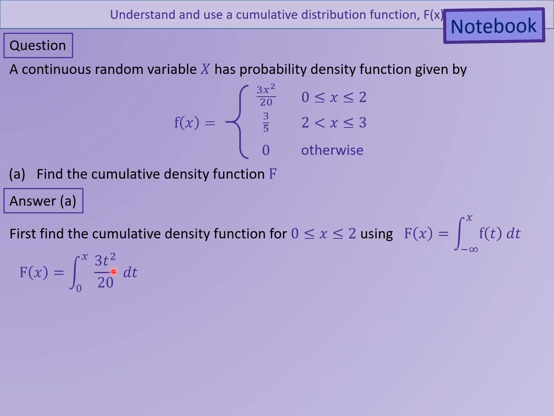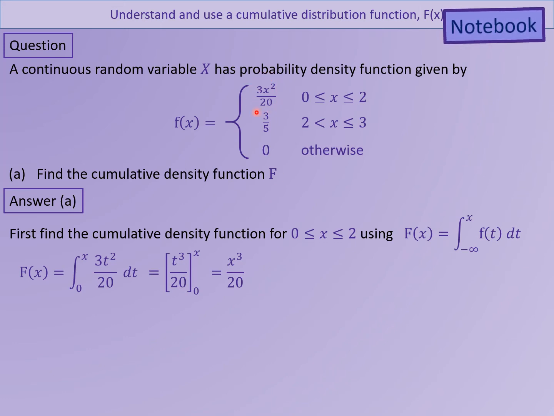Okay, so you could do the integration yourself. 3t squared over 20 dt, so that's just going to be increase the power to 3, put it underneath, 3's cancel out, so well done, t cubed over 20. You can put your x value in, take away your 0, so that's going to be x cubed over 20, take away 0 cubed over 20, which leaves us this value here as the start of our cumulative density function. And notice that if you differentiate that, you'll get back to this first point, just there. Okay, right, so the first part is dealt with.